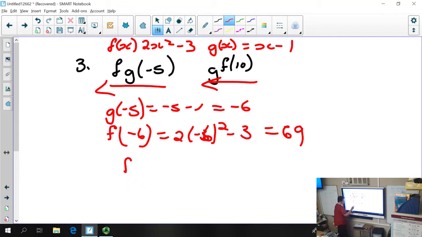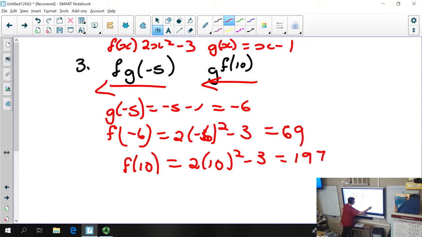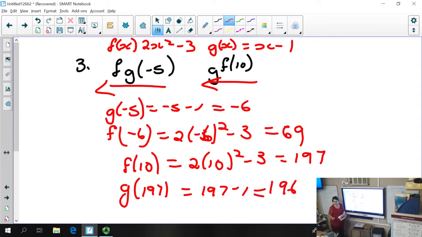Now the next one is this one. So I'm going to start with f(10). I've substituted in there. So 2 times 10 squared minus 3, which is what, Leah? 100 minus that one, so 197. And then I g this one, so g(197) is then 197 minus 1, which is 196. So this should be very easy for you. You should have it correct.